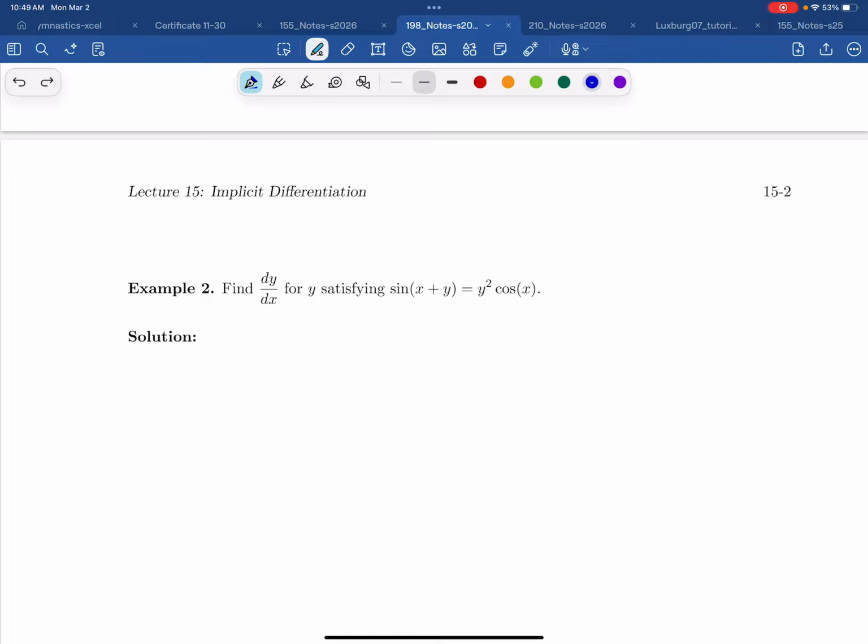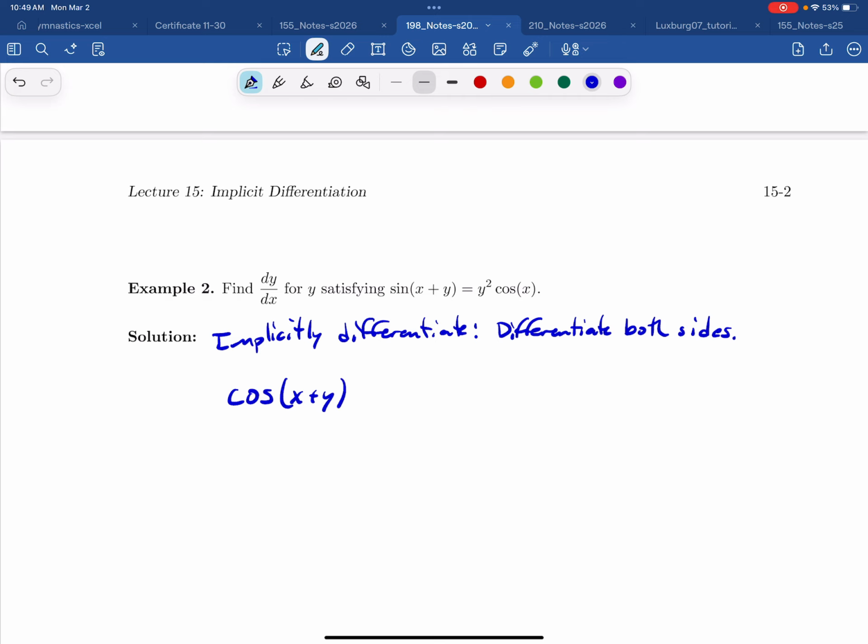And this is where your differentiation skills are going to need to be really sharp. So what we're going to do is we first implicitly differentiate. Which means take the derivative of both sides of the equation, that is. Okay, so what's the derivative of the left side? Now, if you notice, x plus y is its own function, so we're going to take the derivative of sine, and we leave the inside the same.